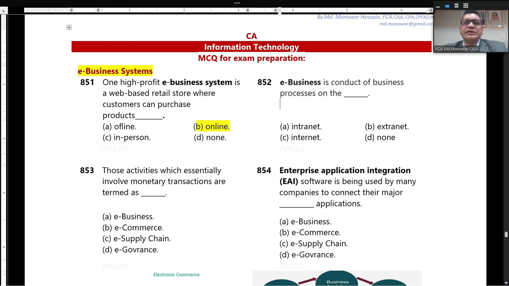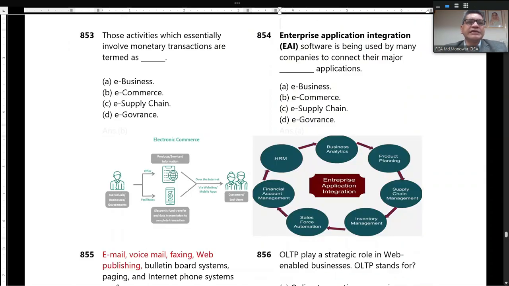Then if we see the 852, e-business is a conduct of business process in the internet. So without internet, we cannot proceed the e-business. So here the answer is internet, answer C. And if you see 853, those activities which essentially involve monetary transaction are termed as e-commerce, answer B. So here monetary transactions relate to e-commerce.